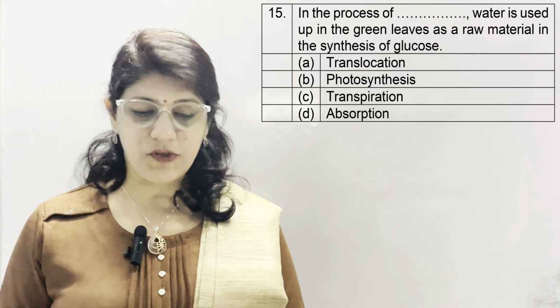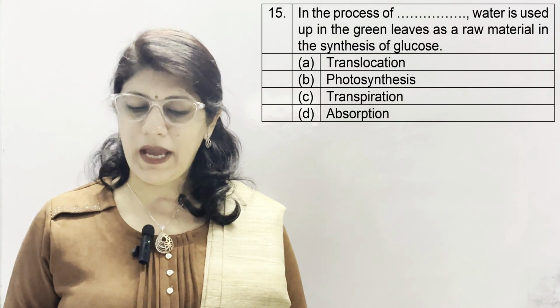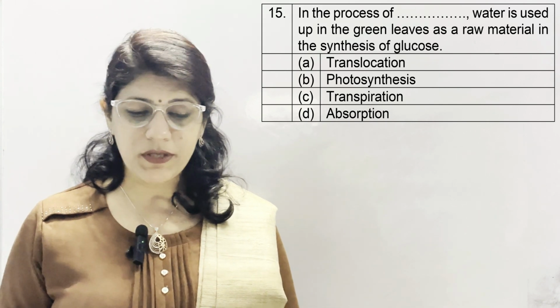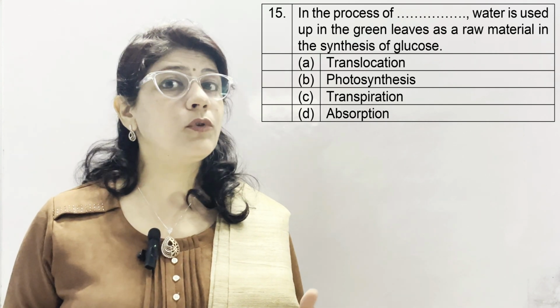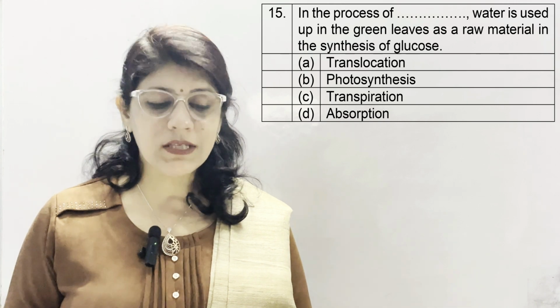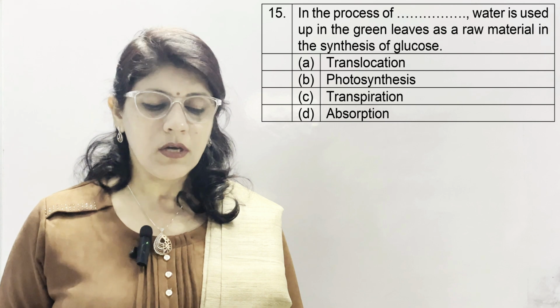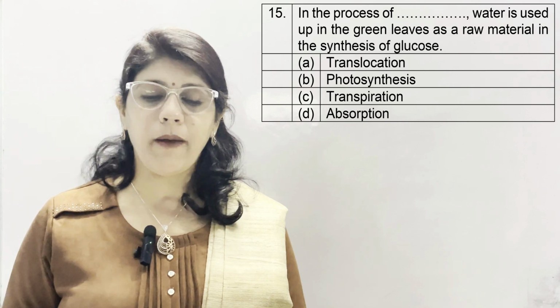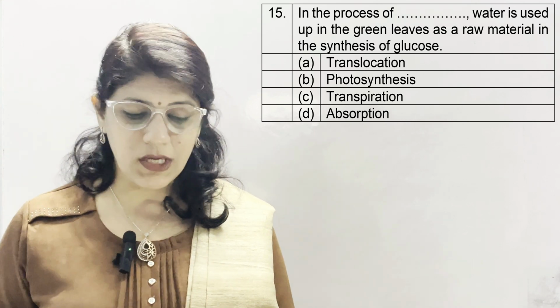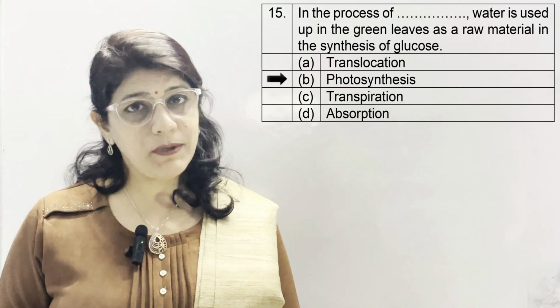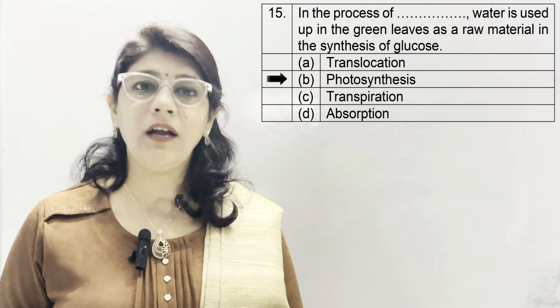In question number 15, in the process of dash, water is used up in the green leaves as a raw material in the synthesis of glucose and the processes given are A option translocation, B photosynthesis, C transpiration and D absorption and the correct option is B which is photosynthesis for which water, carbon dioxide and sunlight are the raw materials.